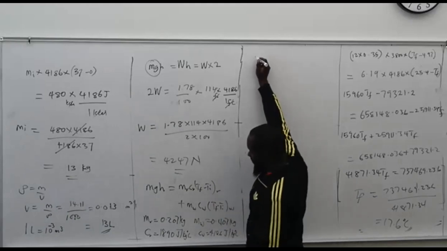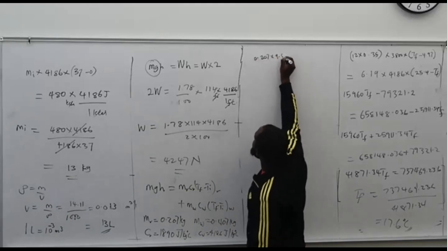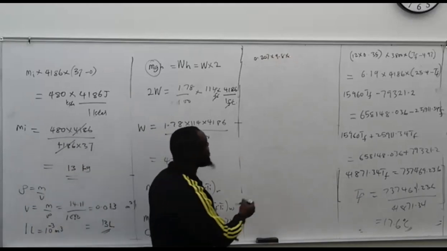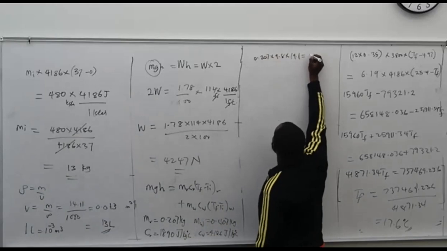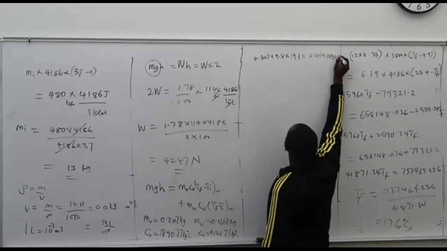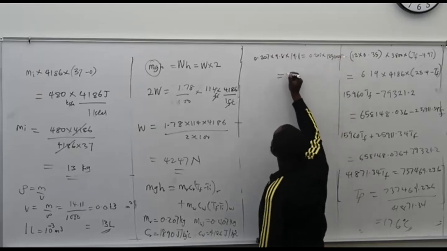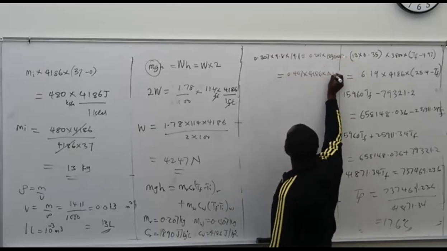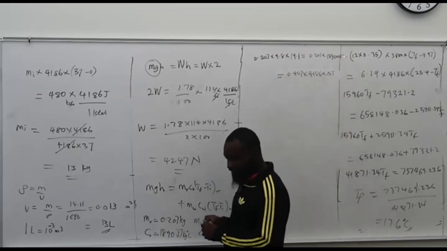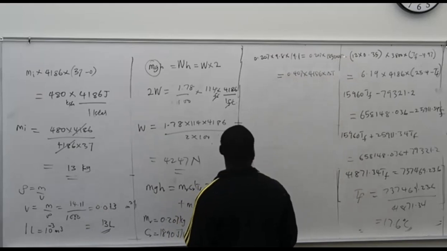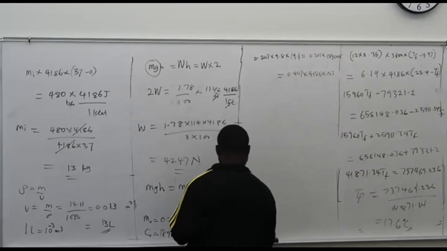So MGH, 0.207 for the rock times 9.8 times, I forgot to take note of the height it fell from. 19.1 meters, that's what it says. 19.1 equals mass of rock 0.207, specific capacity of rock 1890, times delta T, temperature change, equals mass of water 0.407, specific capacity of water 4186 times delta T. So we're looking for delta T. Okay. So I'm going to multiply this, guys. 0.207 times 9.8 times 19.1 is 38.74626.